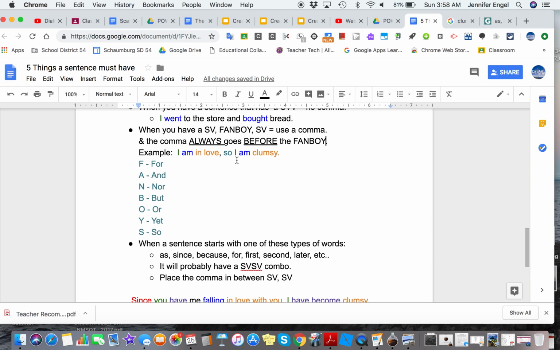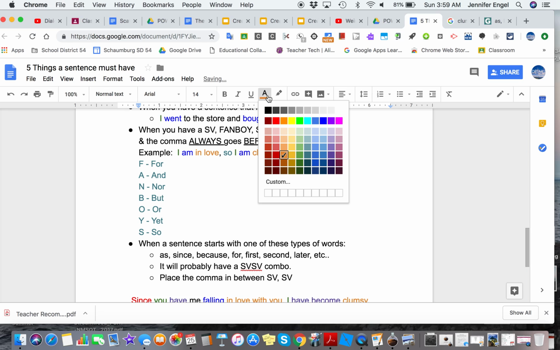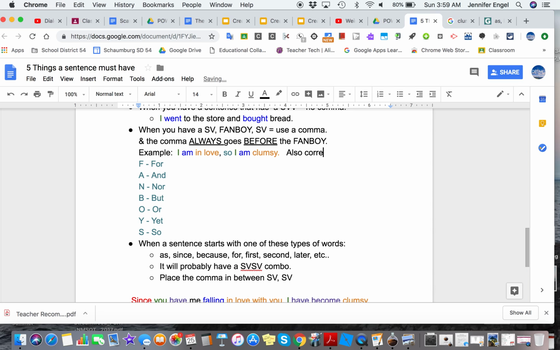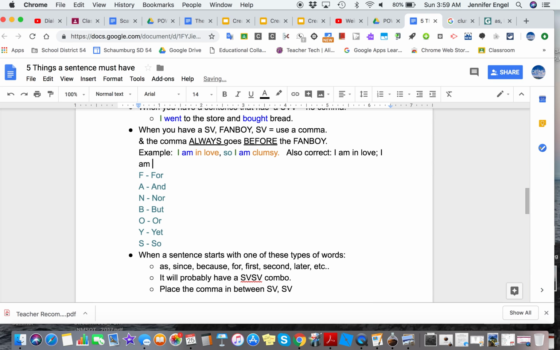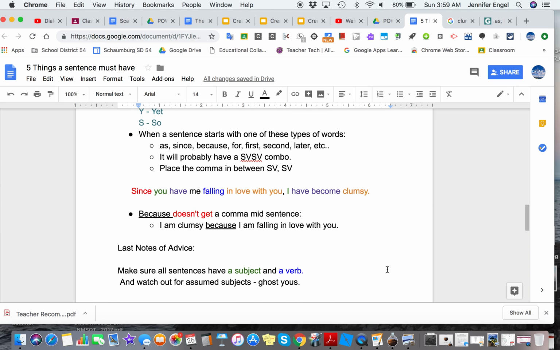You can see we have two subjects and two linking verbs and two complete thoughts, so the comma goes in between those two. Now, another way that you could fix that sentence, what I might say is also correct. You don't have to have a comma there. You could say, I am in love; I am clumsy. Of course, now that's going on to a different line, which is going to bug me. So another way you could fix that is by putting a semicolon in between there and leaving out the fanboy. That's another option.